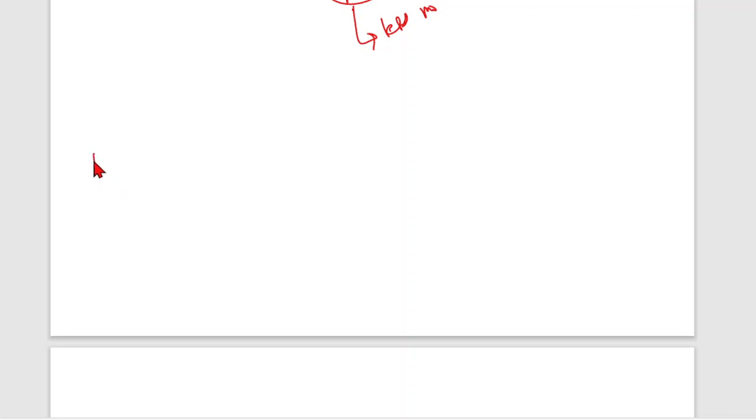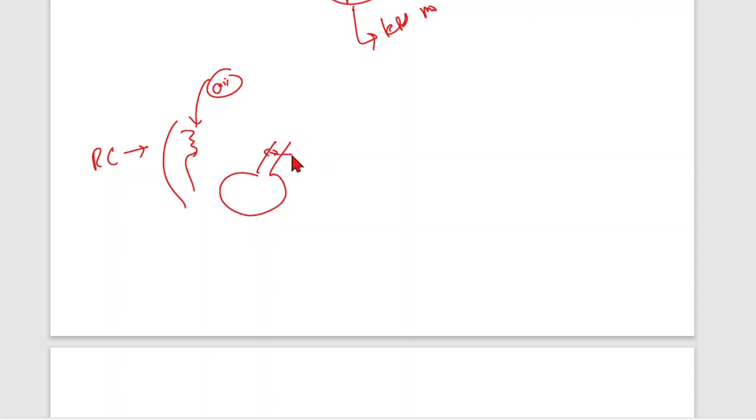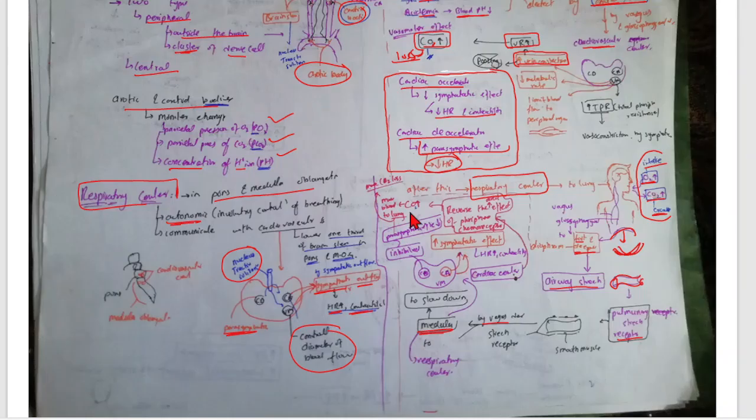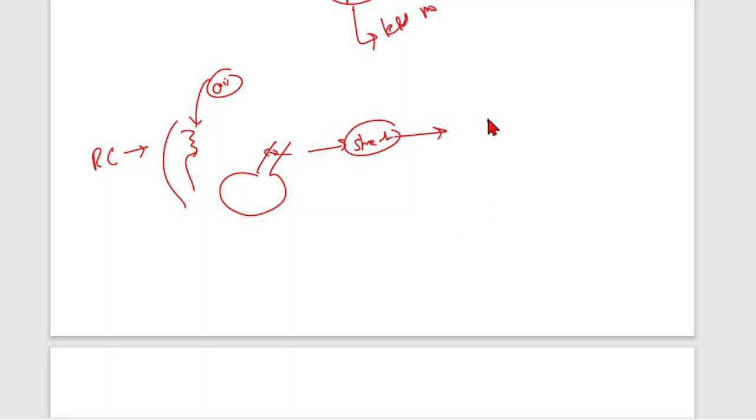Now there is another mechanism that is different. For example, the respiratory center is activated, so more air comes inside. When more air comes inside, what will happen? The lung becomes more stretched. When there is more stretch, the stretch receptor is activated, and it gives information to the medulla to slow down.